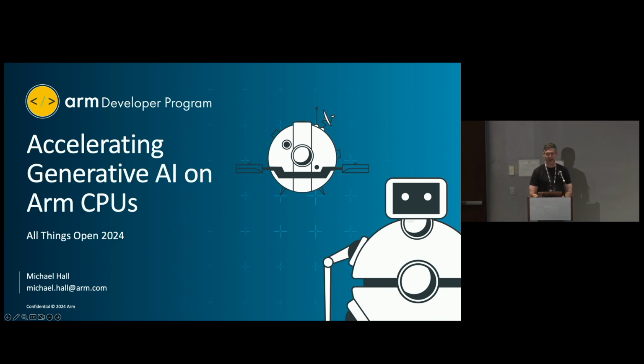So to start off with, my name is Michael Hall. I'm a developer evangelist at ARM. We are the company who designs ARM CPUs and the ARM instruction set. I'm here today to talk mostly about generative AI and how you can run it on those CPUs and things that are being done to make that more efficient and more effective for you so that you don't need a big, powerful cluster or set of GPUs in order to do that.